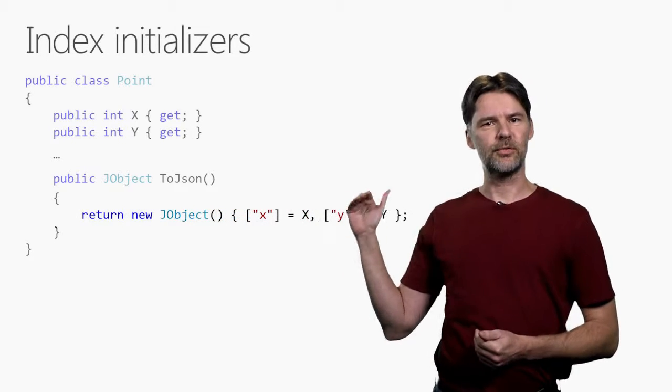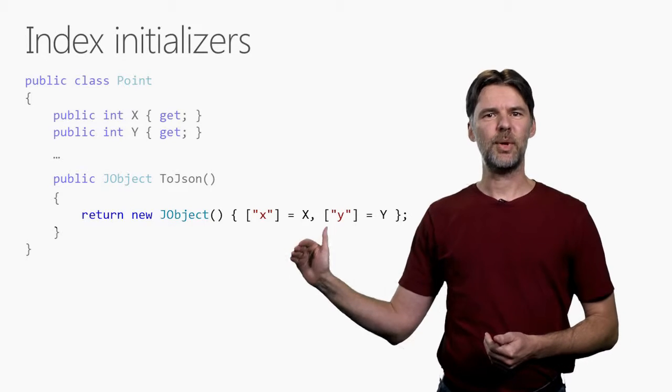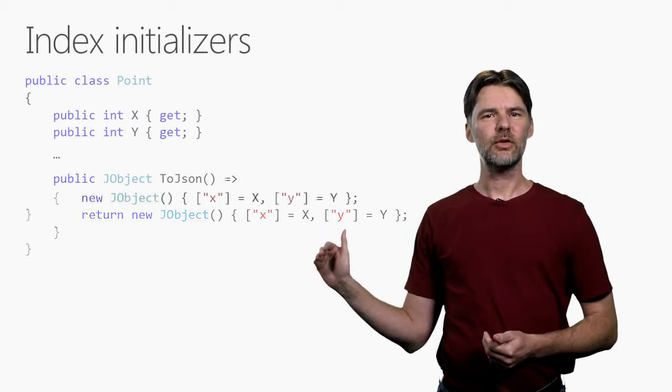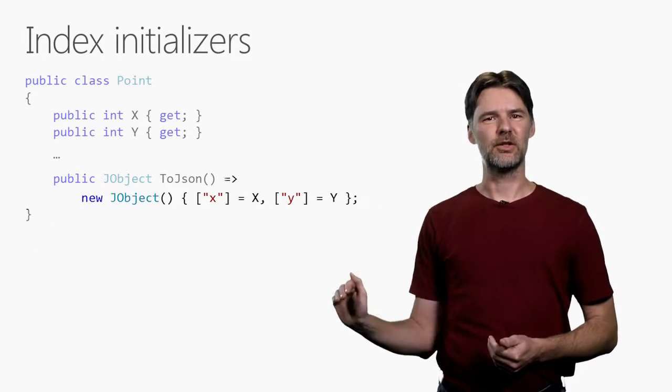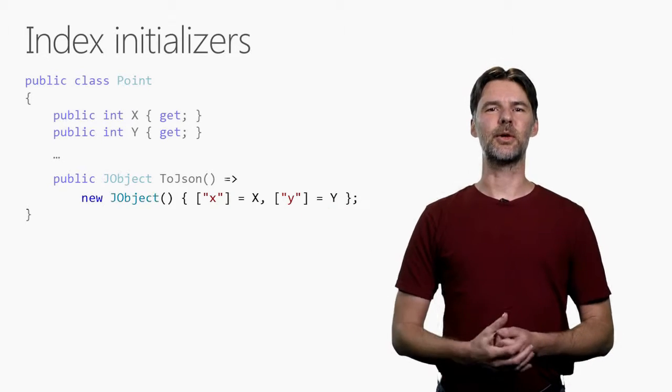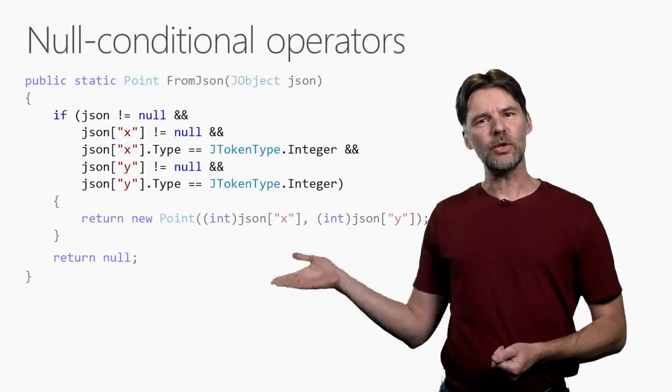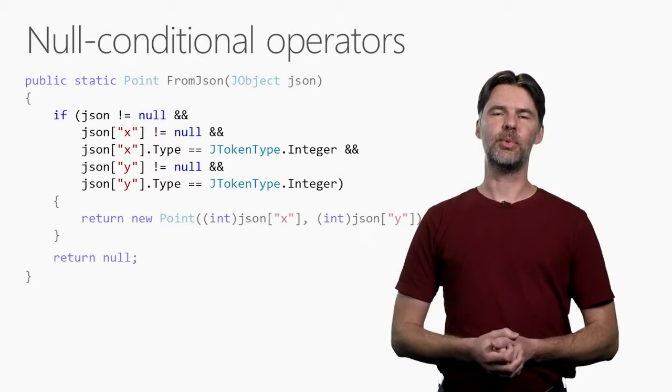We don't need the temporary variable anymore, and now we have this pattern of just a single return statement, so in fact we can turn the whole body into an expression, just like you saw a little bit earlier. Let's also look at a method to turn JSON back into point objects.